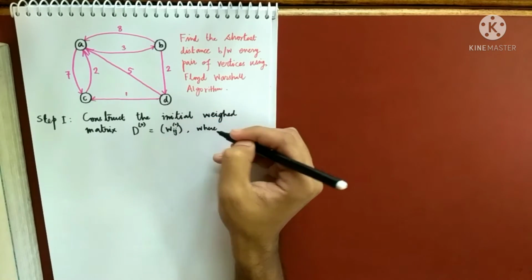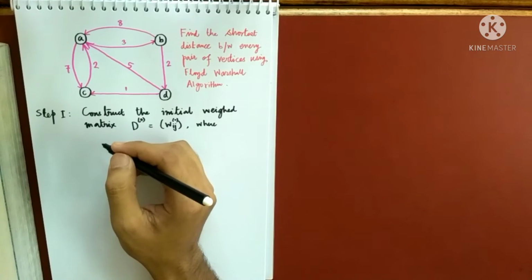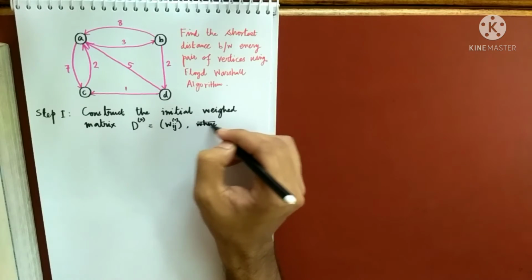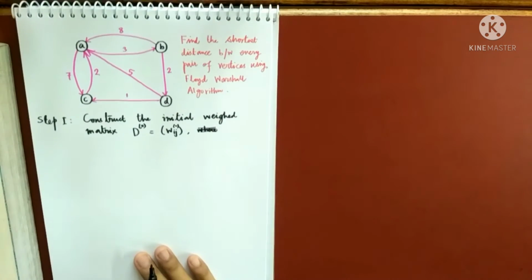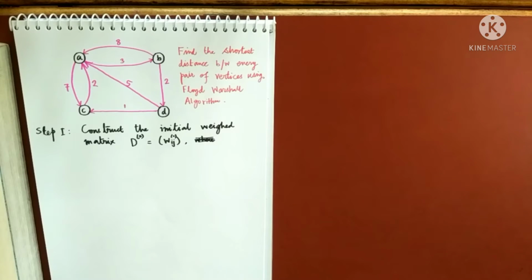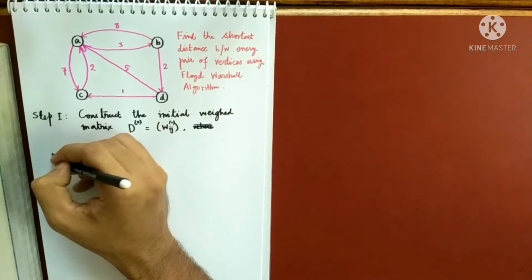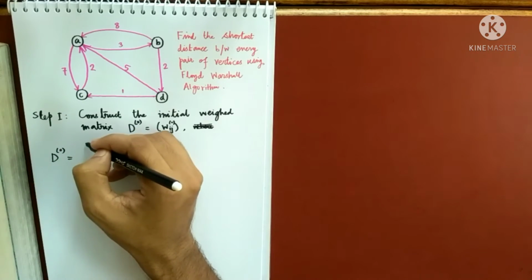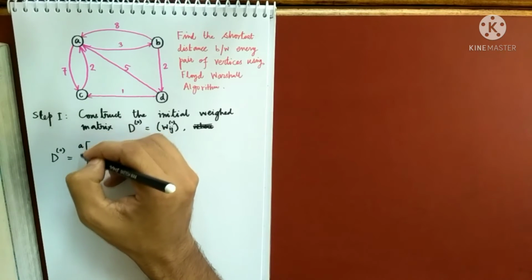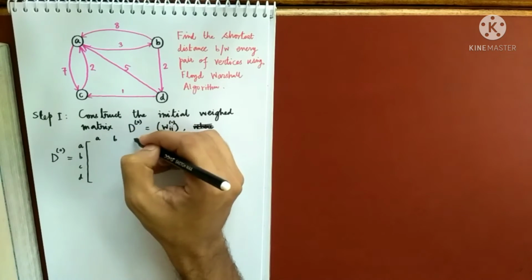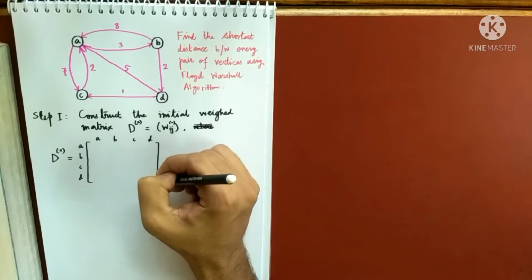How do you construct a weighted matrix? You know, right? I'll not write what is Wij. You know the meaning of Wij, which is the weights. You know how to construct the weighted matrix. Whenever there is an edge, you write that entry. Whenever there is no edge, you write infinity. So this is my weighted matrix. So let's construct D0. So what is your D0? Initial weighted matrix. So A, B, C, D. A, B, C, D.